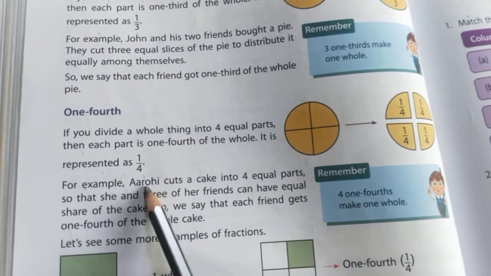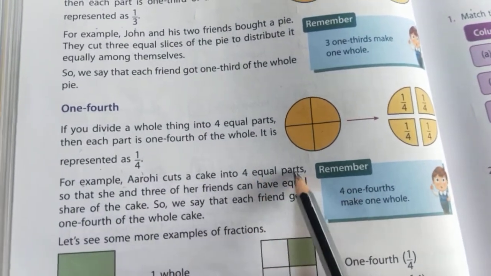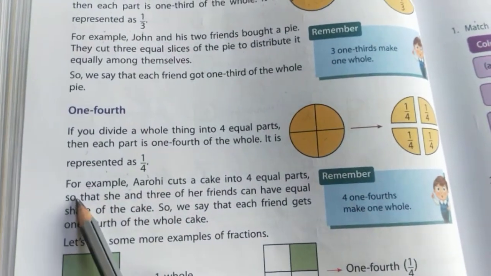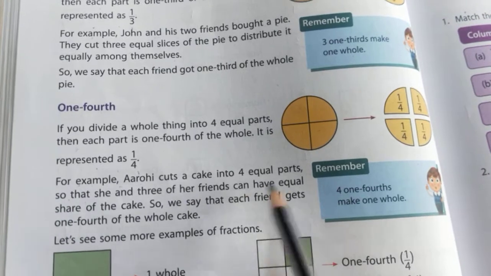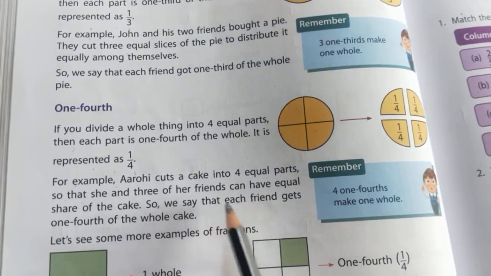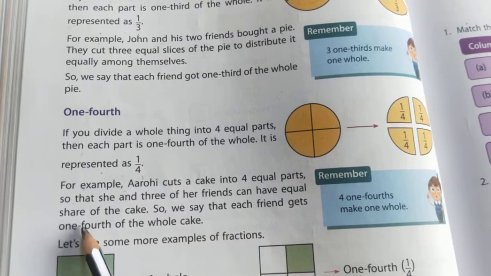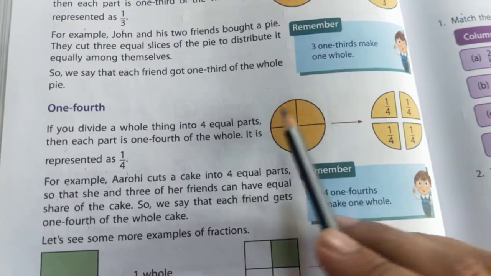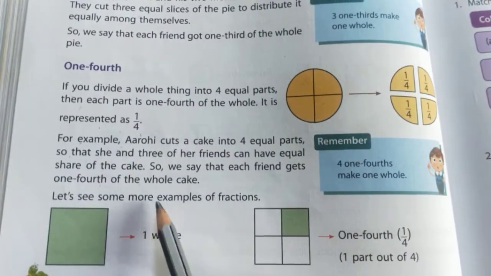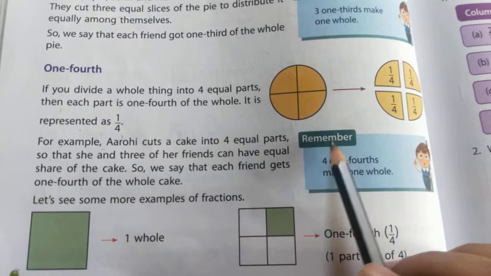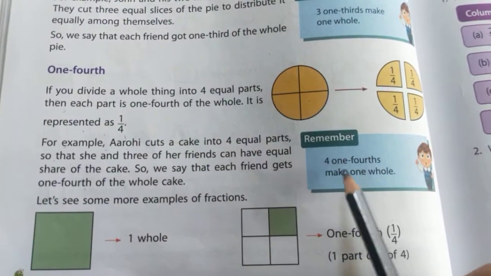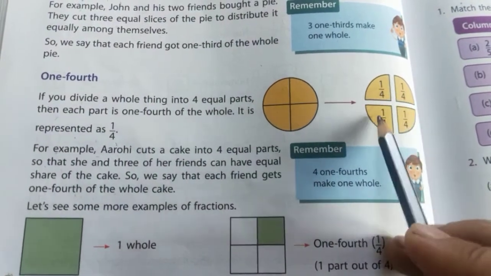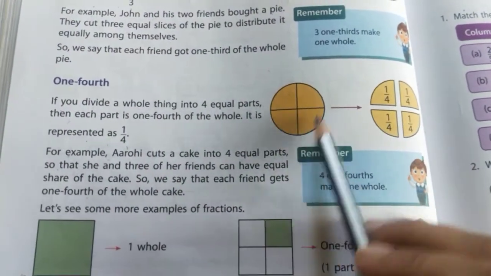For example, Arohi cuts a cake into four equal parts. Suppose this is a cake and she cuts it into four equal parts so that she and three of her friends can have an equal share of the cake. So we say that each friend gets one fourth of the whole cake. Let's see some more examples of fractions. Remember, four one fourths make one whole.